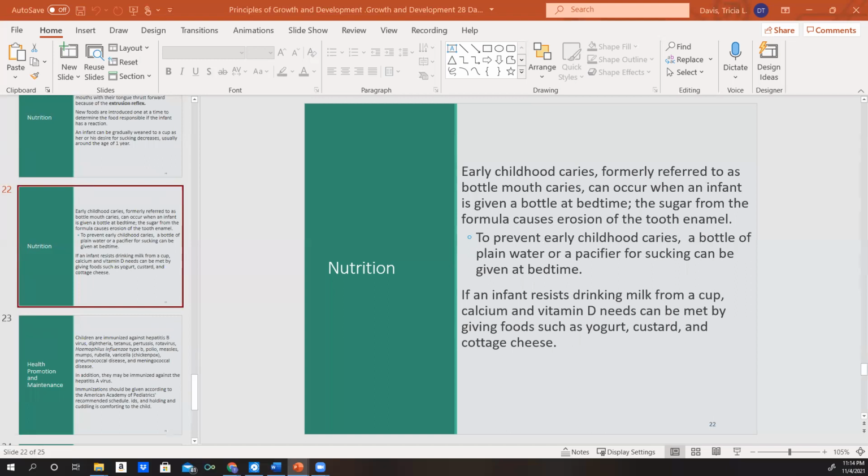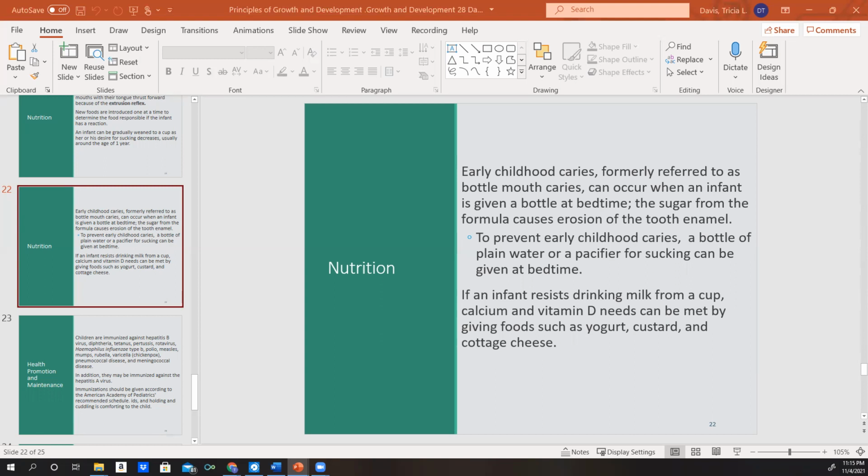So early in childhood, it is possible to see caries, another name for cavities. They used to be referred to as bottle mouth caries because when an infant is given a bottle at bedtime, they fall asleep. The sugar from the formula stays on the teeth and in the mouth, and it will cause an erosion, and it will break down that tooth enamel and cause cavities. So to prevent early childhood caries, it is recommended that a bottle of plain water or a pacifier for sucking should be given at bedtime, not any milk.